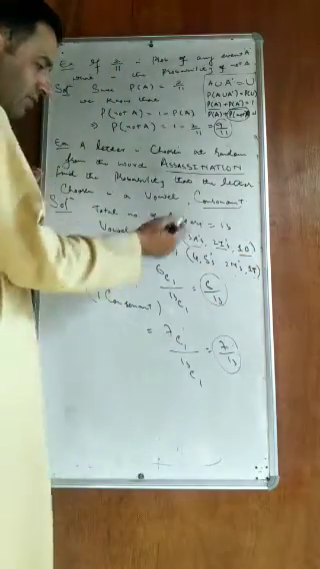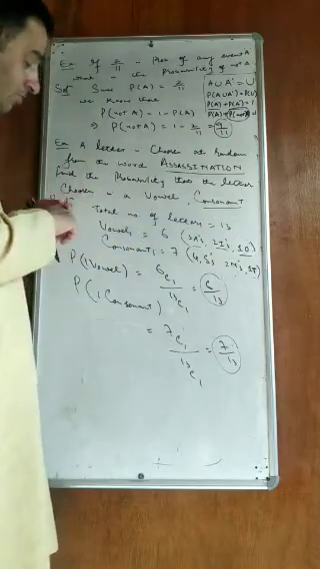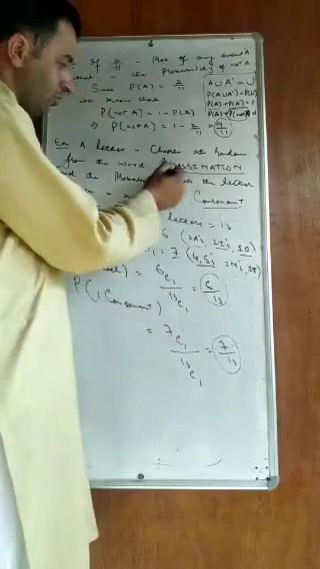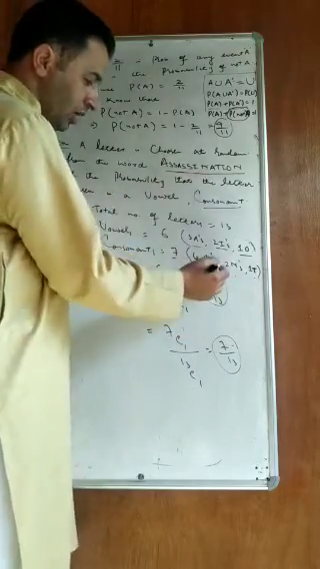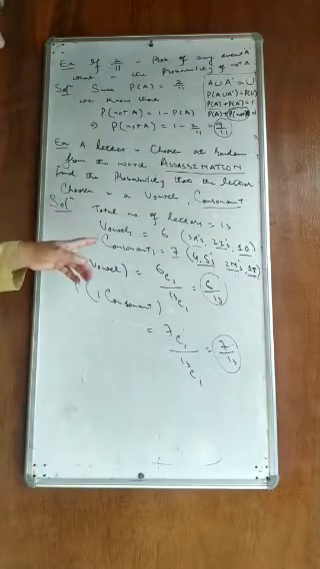Consonants कितने हैं? 7. 6 plus 7, that is 13. Total number of letters are 13. So consonants are 7. इन consonants में क्या क्या है? 4 S's है, 2 N's है और 1 T है. So consonants are here 7.